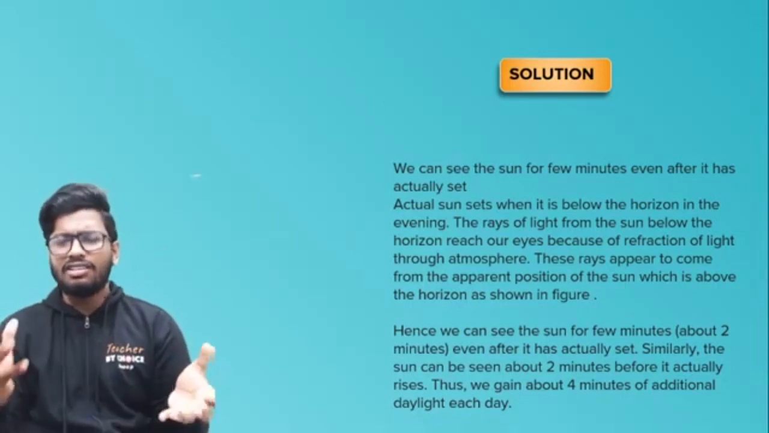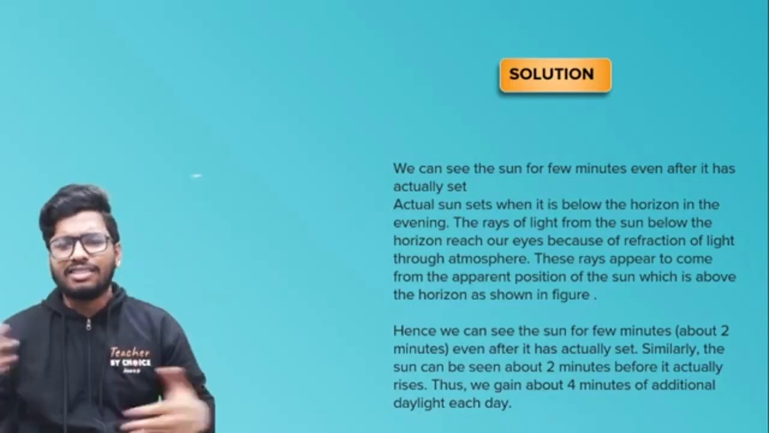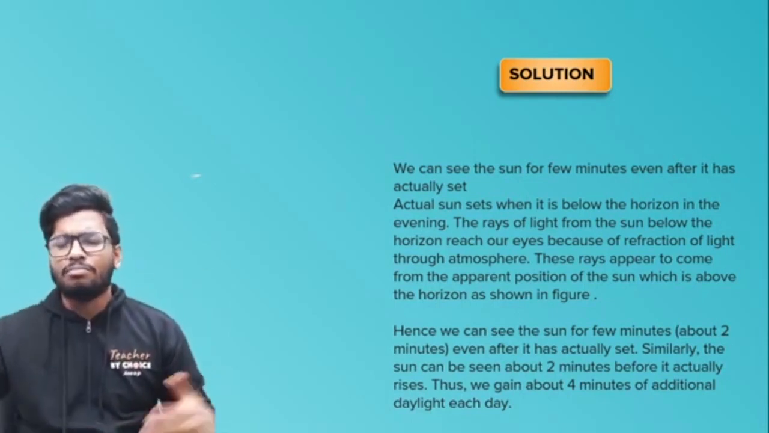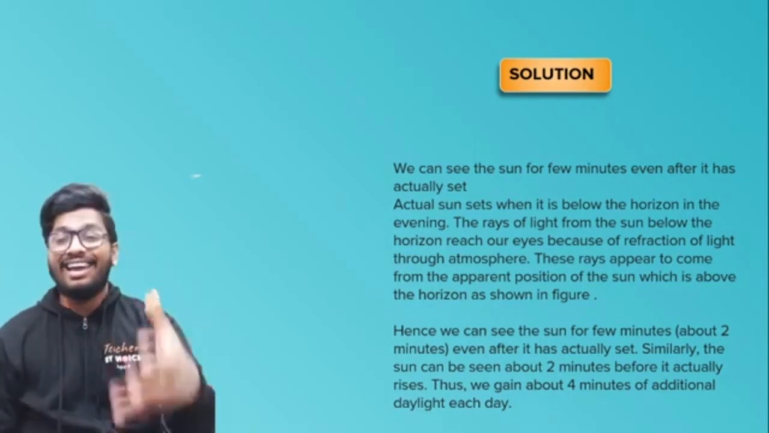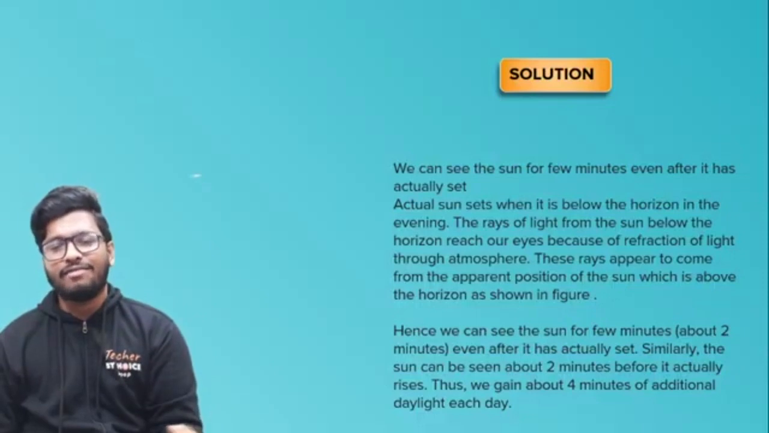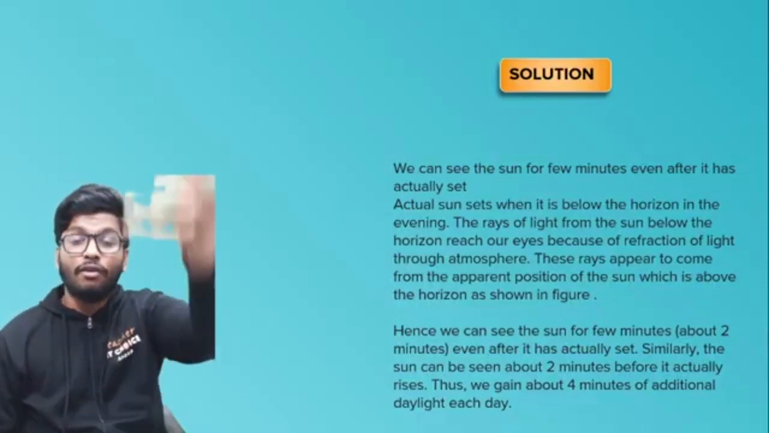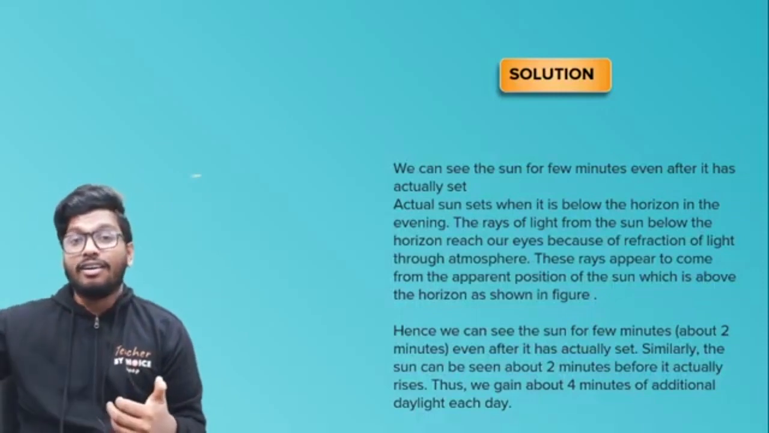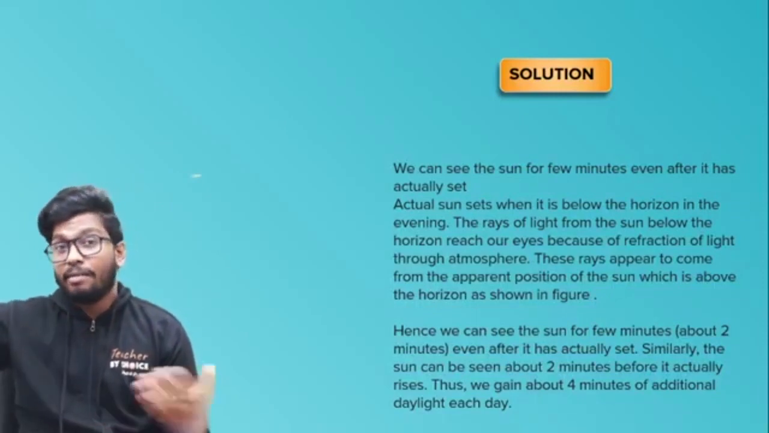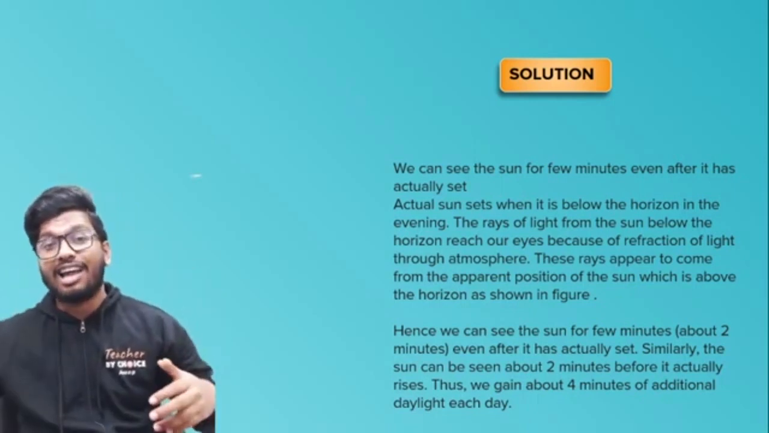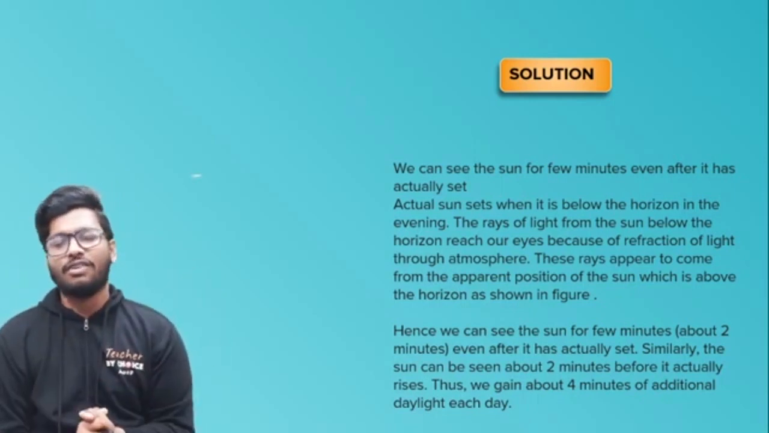So again, just mention a couple of key points, like the atmosphere has different densities of air at different temperatures, and because of that, light undergoes refraction multiple times before it reaches us, and hence, because of atmospheric refraction, it appears as if the sun has risen up about 2 minutes before it actually has, or it still appears in the sky even though the sun has actually set.